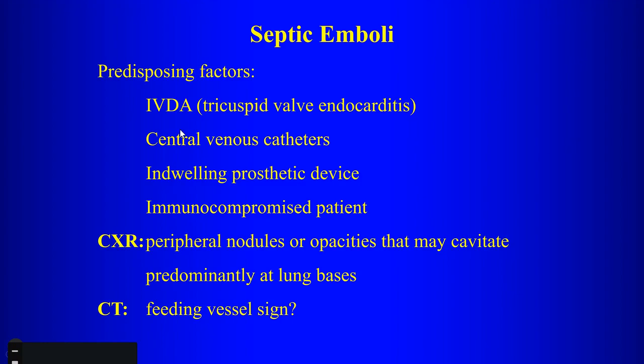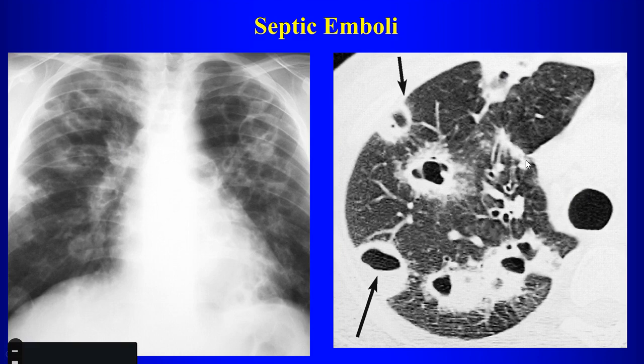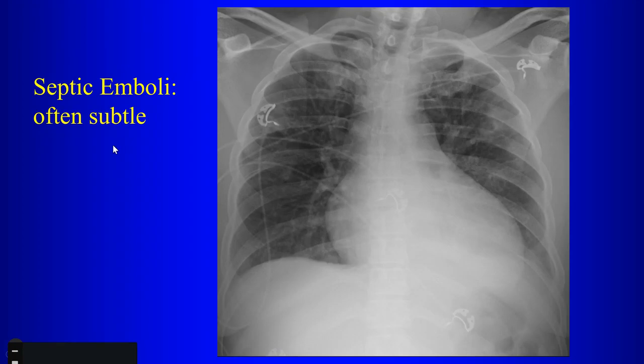Septic emboli, predisposing factors: IV drug abuse, especially tricuspid valve endocarditis, central lines, prosthetic devices, immunocompromised patients. We look for peripheral nodules or opacities that cavitate, predominantly lung bases. Nowadays, the feeding vessel sign is really not helpful. With thin section CT, you can see a feeding vessel going to any lesion because of the thin sections. But we saw a classic case of septic emboli with peripheral lesions, some of which are cavitary. So multiple cavitary nodules. Here we have nice thin walls. So we always think of septic emboli when we see multiple cavitary nodules.